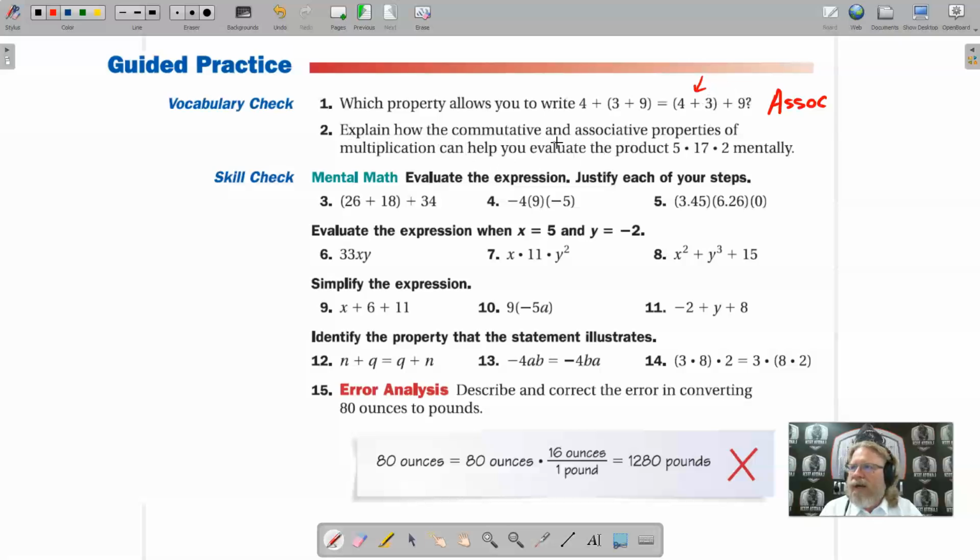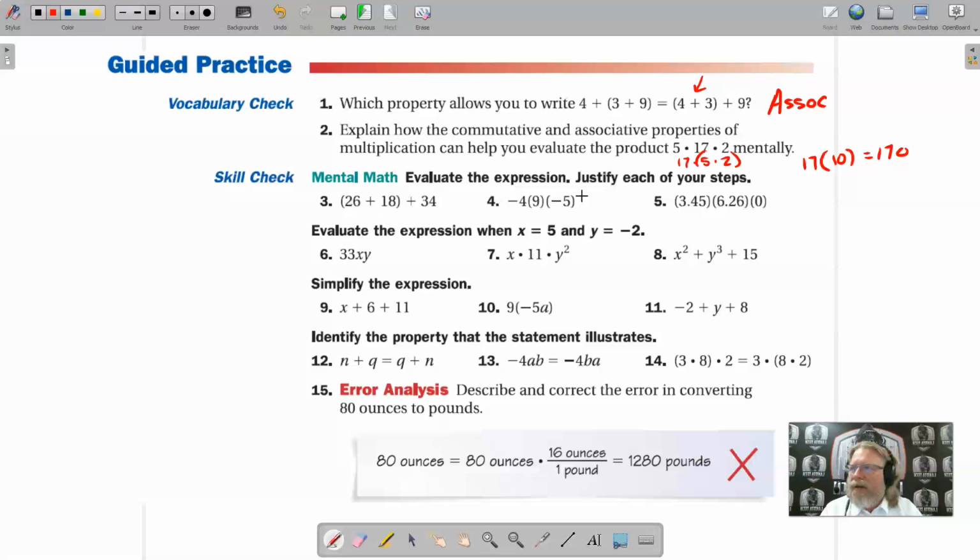Explain how the commutative and associative properties of multiplication can help you to evaluate the product of 5 times 17 times 2. Well, 5 times 17 and then multiply that by 2 would not work very well. However, we could, through some regrouping of associative property and then changing the order, we could end up with the 17 over here and the 5 over here and the 2 here. Then we could group these together to get 17 times 10. And then, real easy, we'd realize, oh, that's 170.